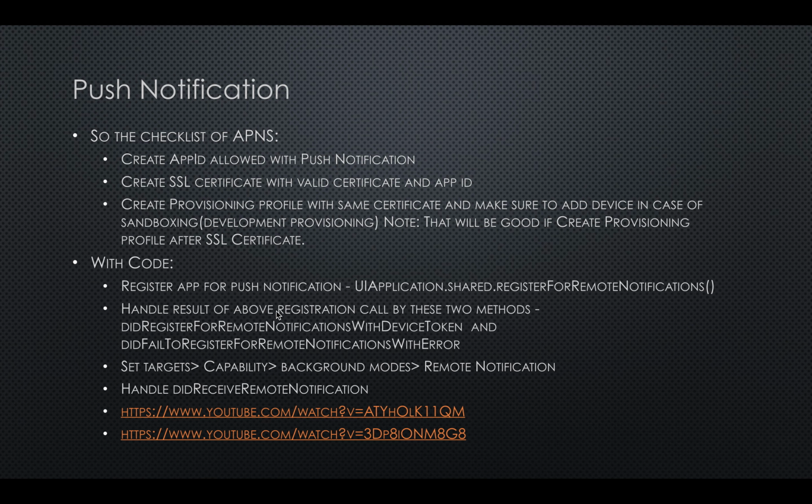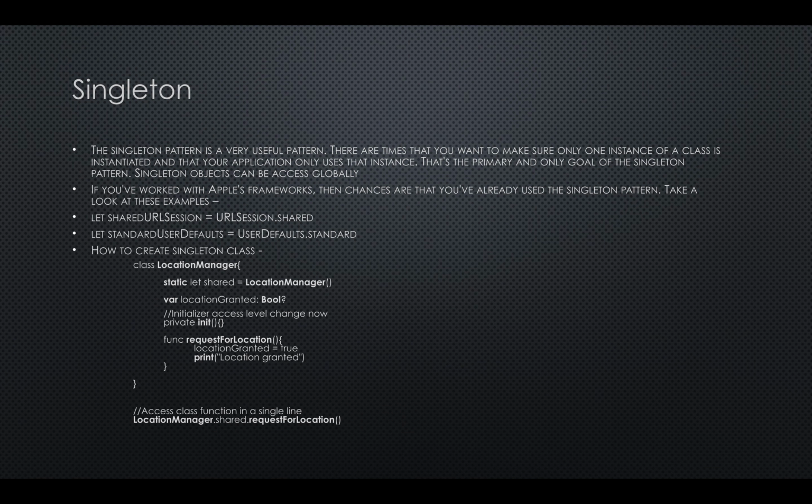For code, you will be using the registerForRemoteNotifications method in UIApplication to register for push notification, and then you handle it with these two functions: didRegisterForRemoteNotificationsWithDeviceToken and didFailToRegisterForRemoteNotificationsWithError. And then you have to make sure that remote notifications in the target's capabilities, background modes, is enabled, and then you will handle your remote notification in the didReceiveRemoteNotification function.